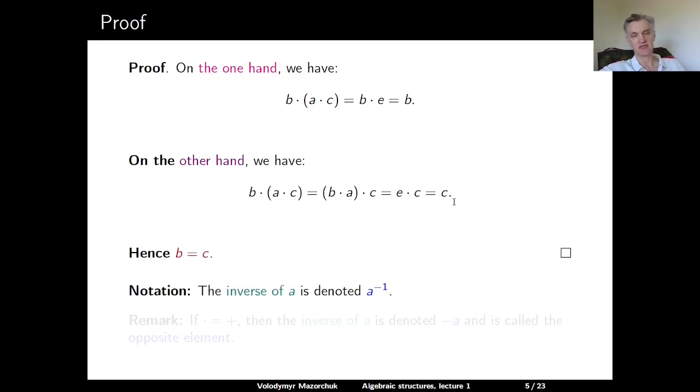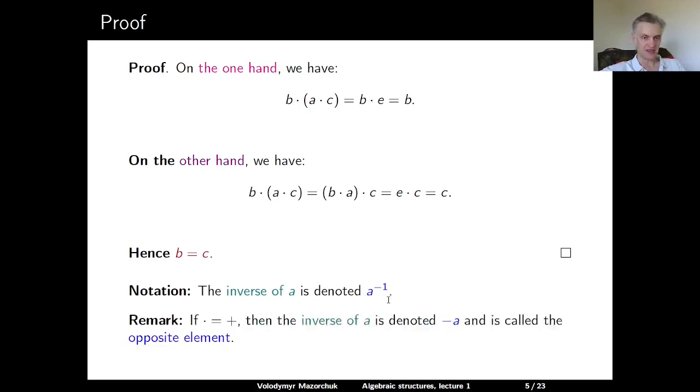So since the inverse element is unique, we can introduce a notation for it, and the inverse element to A is usually denoted by A to the power minus 1, A inverse. Again, a disclaimer: if the operation in the group is addition, then the inverse element of A is usually denoted by minus A and is called the opposite element.